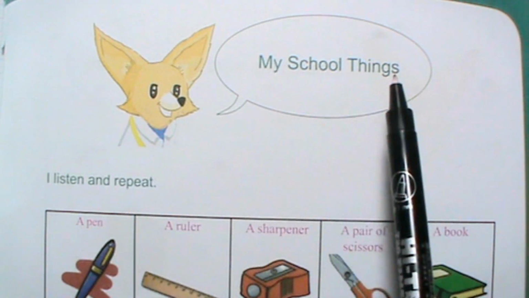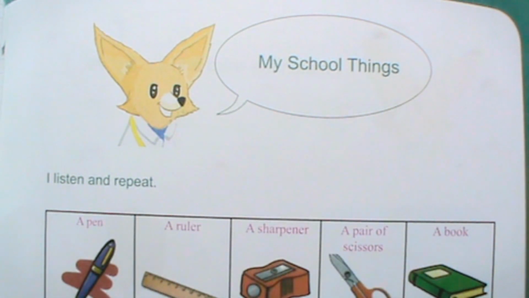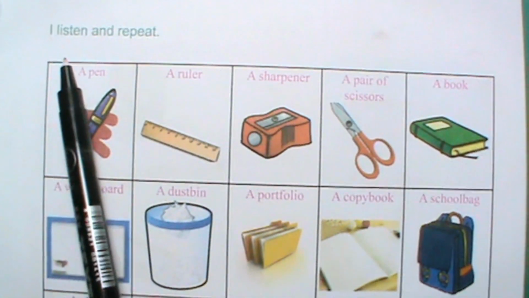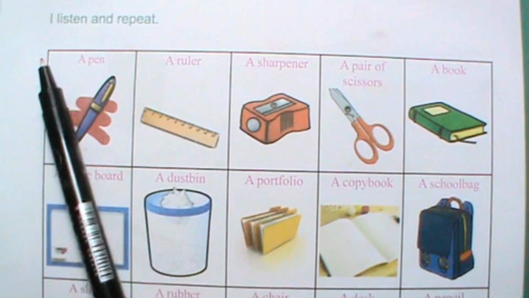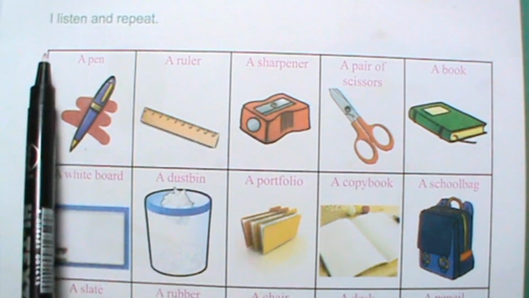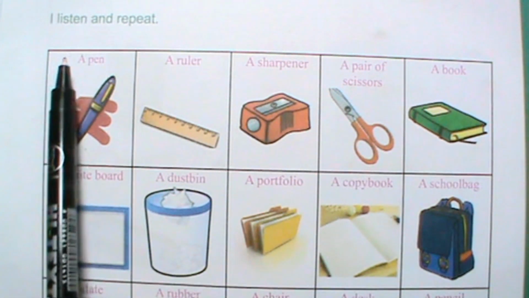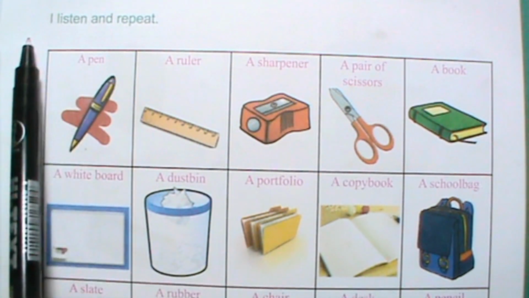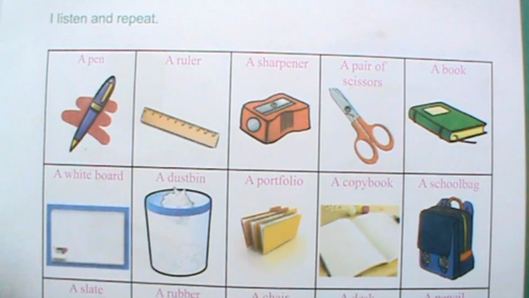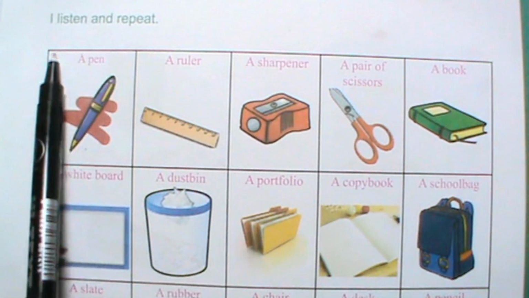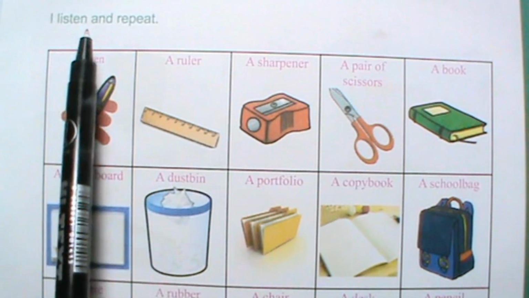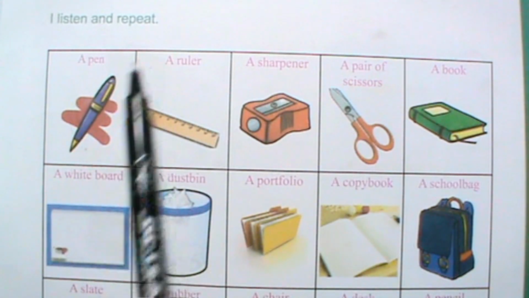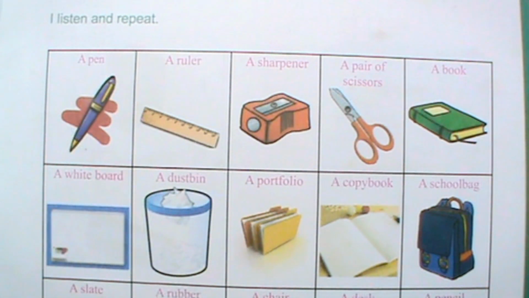My school things. I listen and repeat. We don't pronounce the T. I listen and repeat. أنا أسمع، وتعني أنا أسمع وأعيد. Repeat وتعني أعيد.